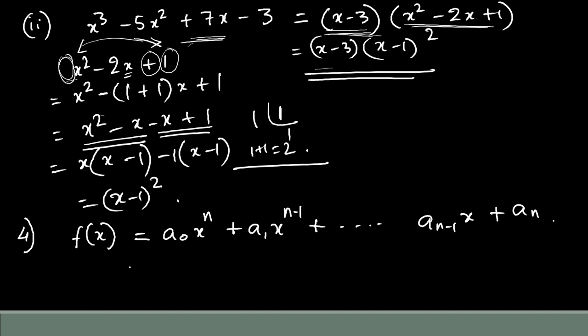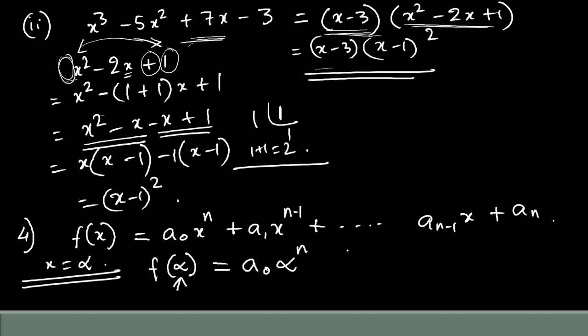Now what will be the value of this polynomial expression at x = alpha? Suppose somebody asks you what will be the value of this polynomial expression at x equals some number alpha, then what you need to do, you need to substitute. Instead of x, you need to put alpha there. So wherever you see x, you will put alpha there: a0 alpha^n + a1 alpha^(n-1) + ... + a(n-1) alpha + an. So wherever we have x, you put alpha there. A very quick example of this concept.